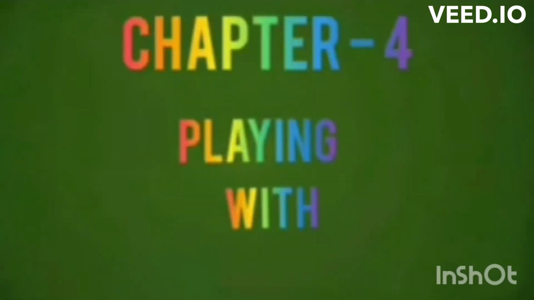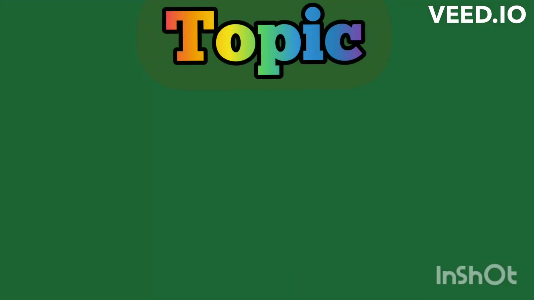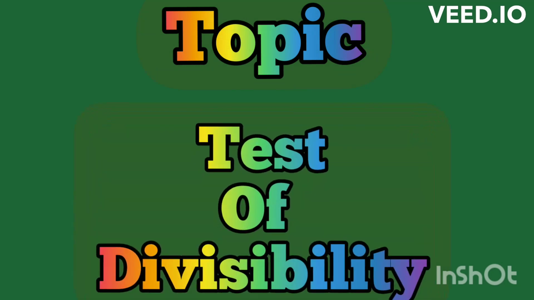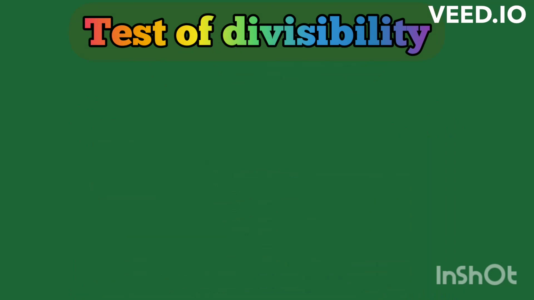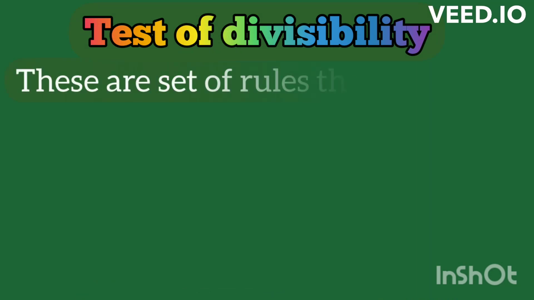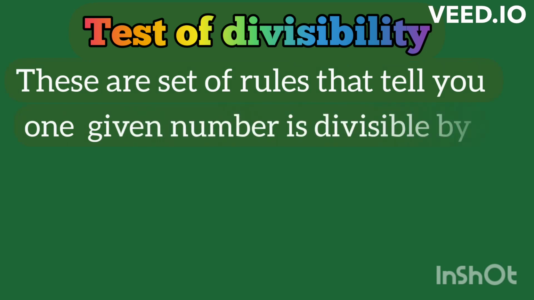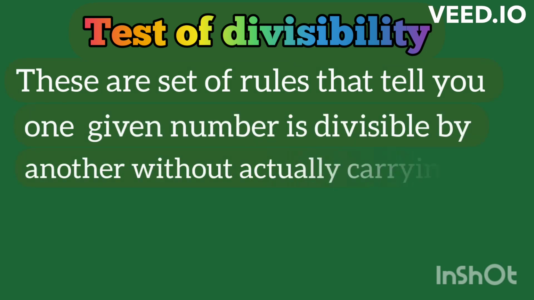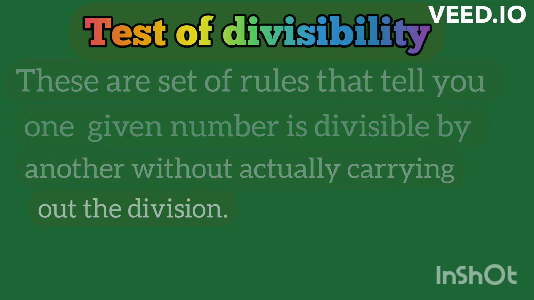Good morning, students. Chapter 4, Playing with Numbers. Today's topic is Test of Divisibility. These are a set of rules that tell you whether one given number is divisible by another without actually carrying out the division. Let's check out the rules.